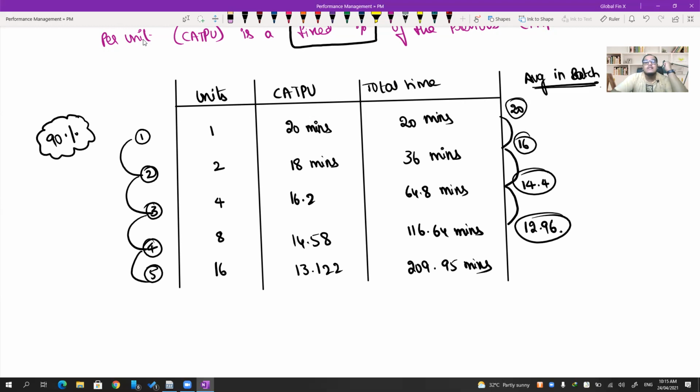Now, you need to understand the fact that the fixed percentage at which this production process is coming down, the cumulative average time per unit in the production process is coming down at a fixed rate, 90%. This, my dear friends, is called your learning rate. This 90% is called your learning rate.